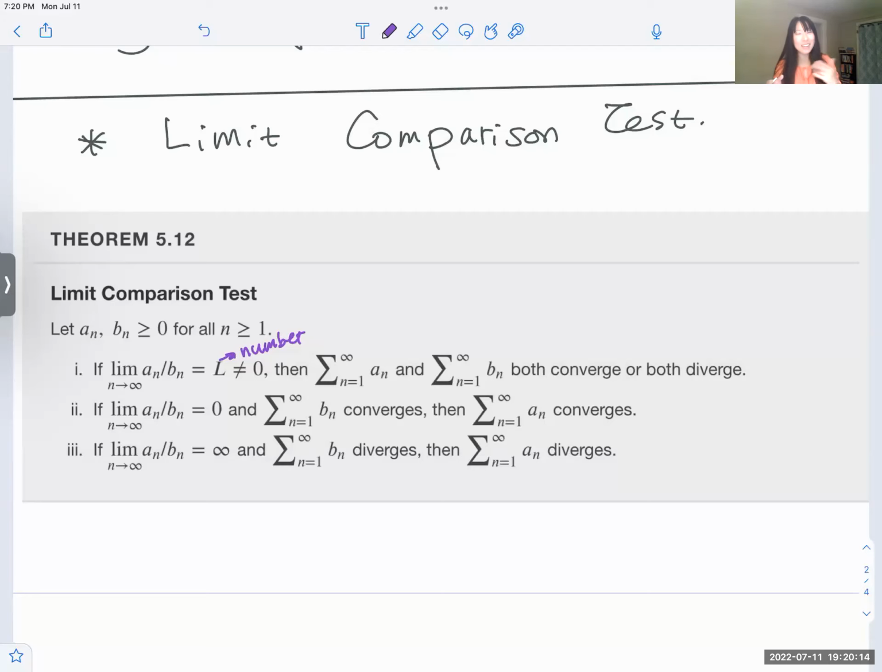Then it's not equal to 0. Then we conclude, if B sub n converges, so does A sub n. If B sub n diverges, so does A sub n, okay? All right, so in this case, the second one, we take the limit.